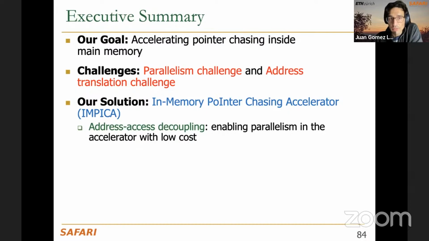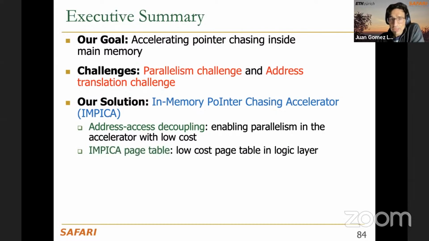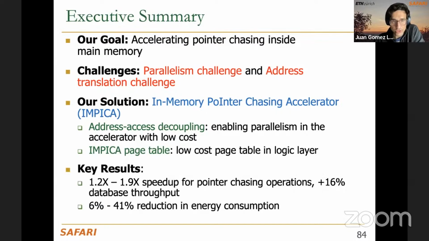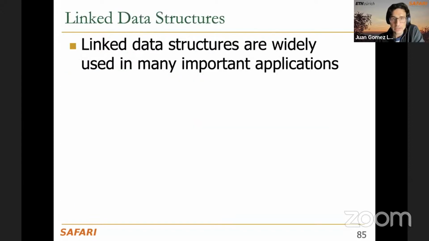The key idea of IMPICA is to do address access decoupling. There are going to be two different units, one to calculate addresses, the other one to access the memory itself. And this enables parallelism in the accelerator with low cost. The accelerator is extended with a low-cost page table in the logic layer that facilitates the virtual to physical address translation. And as you will see, quite interesting performance results and reduction in energy consumption with respect to the baseline CPU. But let's motivate a little bit.